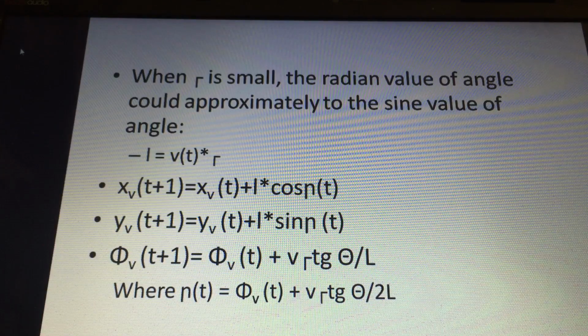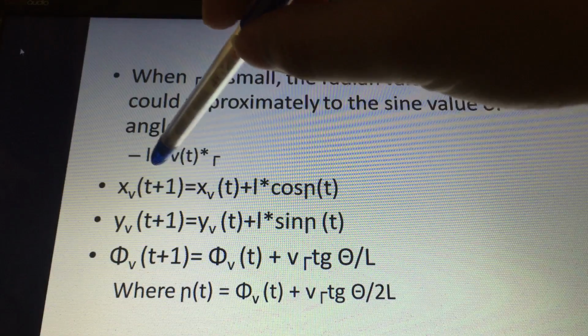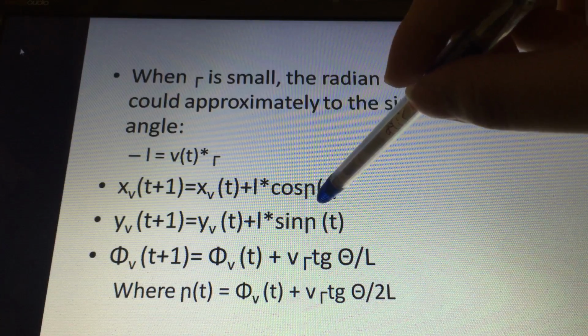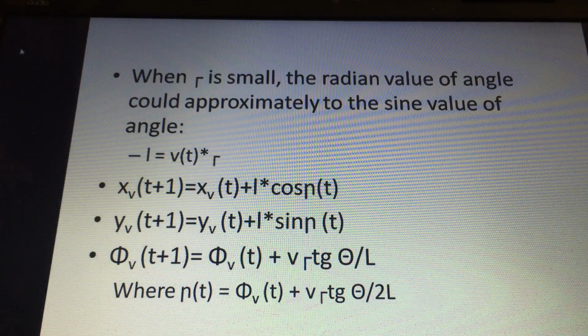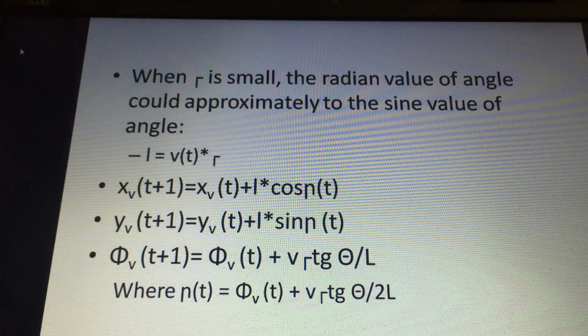And then the coordinates of the vehicle will be x of t plus 1 is equal to x of t plus L times cosine lambda of t, and y of t plus 1 is equal to y of t plus L times sine lambda of t, and the new heading angle phi of t plus 1 is equal to phi of t plus v times tau times tan theta divided by L, where lambda of t is equal to phi plus v times tau times tan theta divided by 2L.